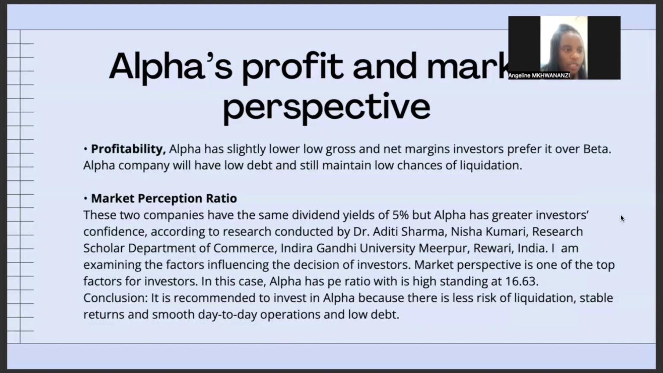The ratio stands on 16.63. So there is less risk for Alpha to be liquidated because it's got enough cash flow to do anything that it wants, and it's got stable returns, even if they're not higher than Beta's. And it shows, from my analysis, that it's got smooth day-to-day operations, like having good customers, knowing how to manage the inventory, and also having low debt. So Alpha is still favorable.